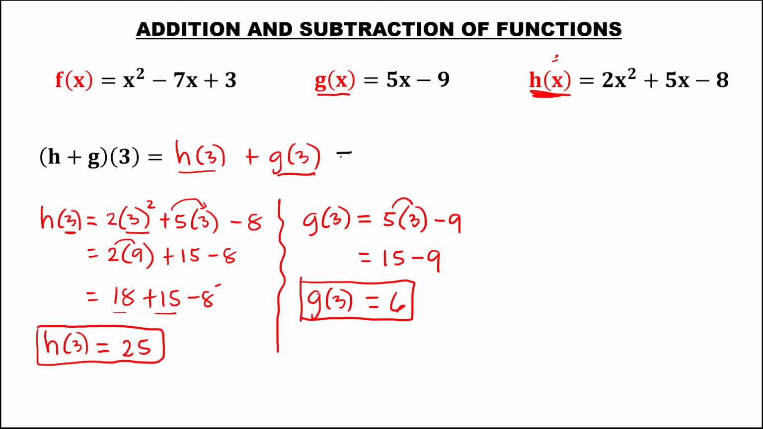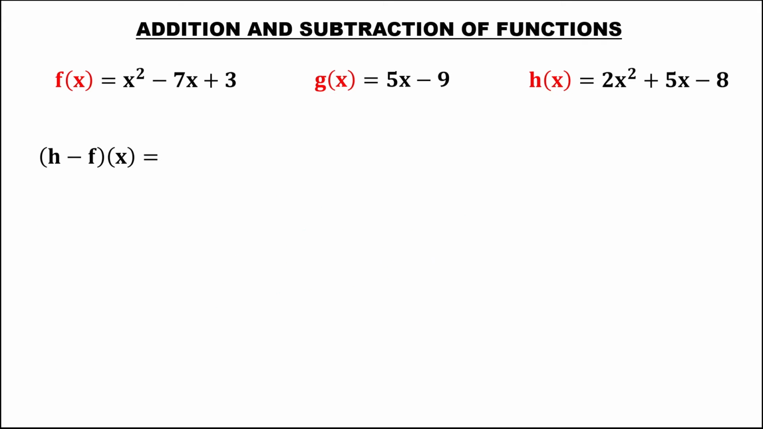Then from this function, substitute now the value for h of 3, that's equal to 25, then plus g of 3, that's equal to positive 6. So therefore this function is equal to 25 plus 6. So that's positive 31.